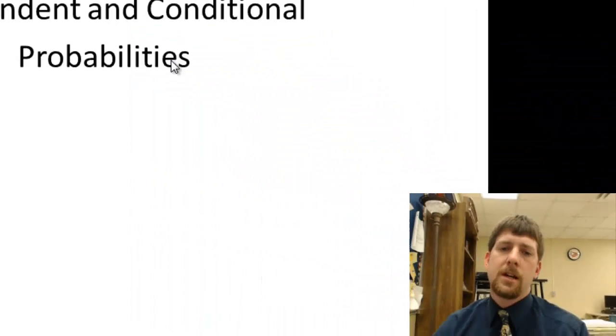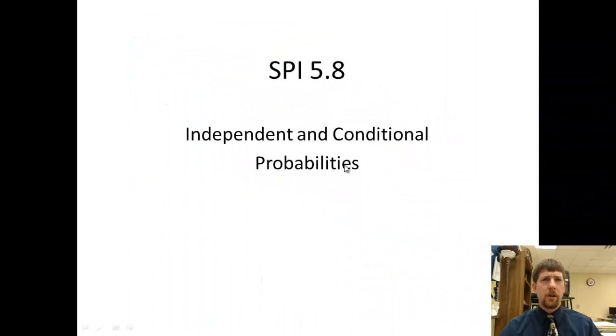Good morning, guys. Today we're going to look at SPI 5.8. That's independent and conditional probabilities. Probability, you know, is number of successes over number of possible outcomes. So when we talk about independent, that's where we have a lot of things going on, but they don't affect each other. And then conditional probabilities is where we have a lot of different events going on, but we want to look at one specific event out of all of those, or one specific condition.